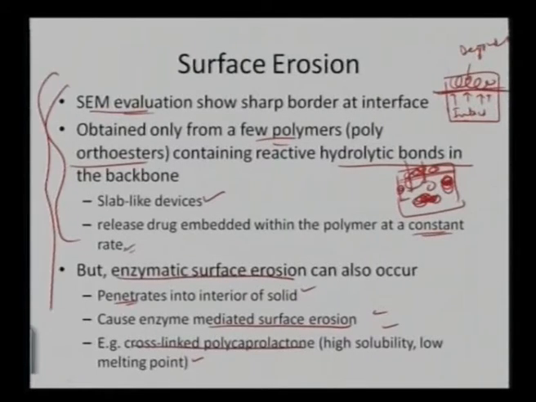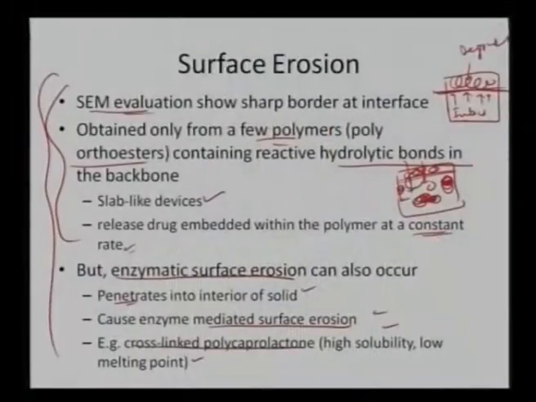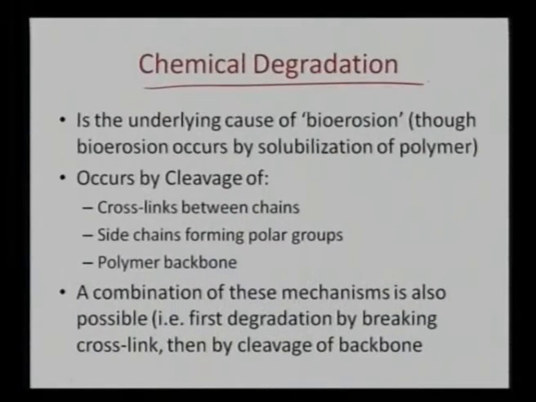So that is what we can see, that surface erosion has a very sharp interface, and again it can be shown only by a few polymers, so that they can have a controlled rate of degradation. But again, though they might have very controlled drug delivery, they can also be assisted by certain enzymes, and in that case, it can penetrate much deeper into the material, and then it can lead to erosion, which can happen at a much more rapid rate, or it can also occur in the bulk of the material.